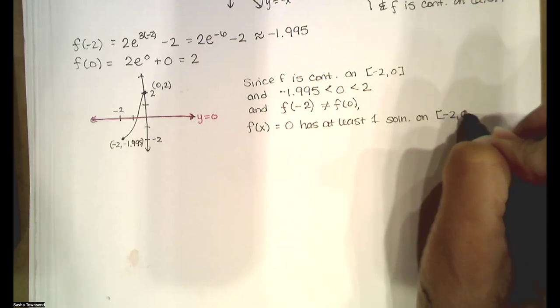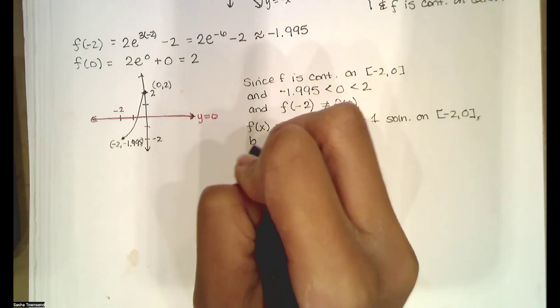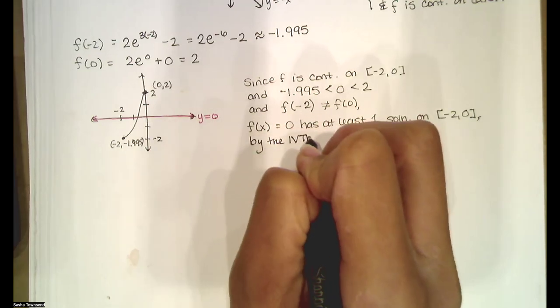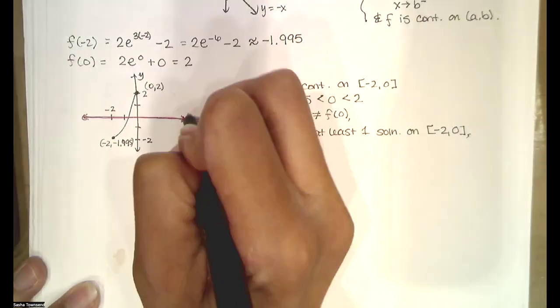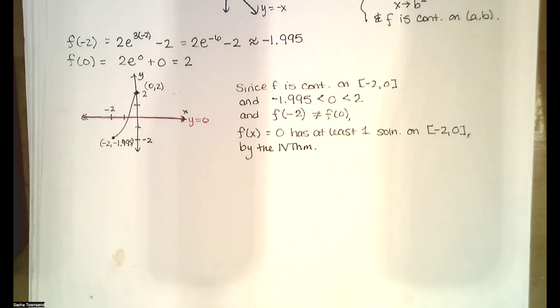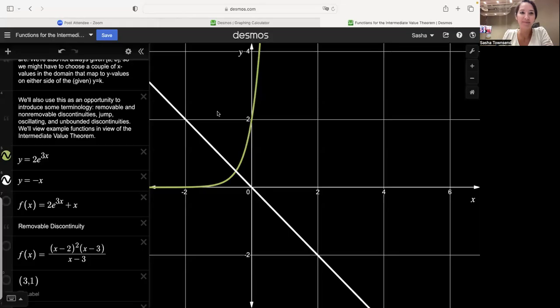Or -2 to 0, I'm sorry, by the intermediate value theorem. Now this is just a guess for the graph, and I'll admit I actually graphed this in advance. But let's look at the graph on desmos.com and see what it looks like. So there's our exponential graph, y equals 2 times e to the 3x, and there's a graph y equals -x. The point of intersection is right there, approximately. Looks like x equals -0.5 and y equals 0.5.